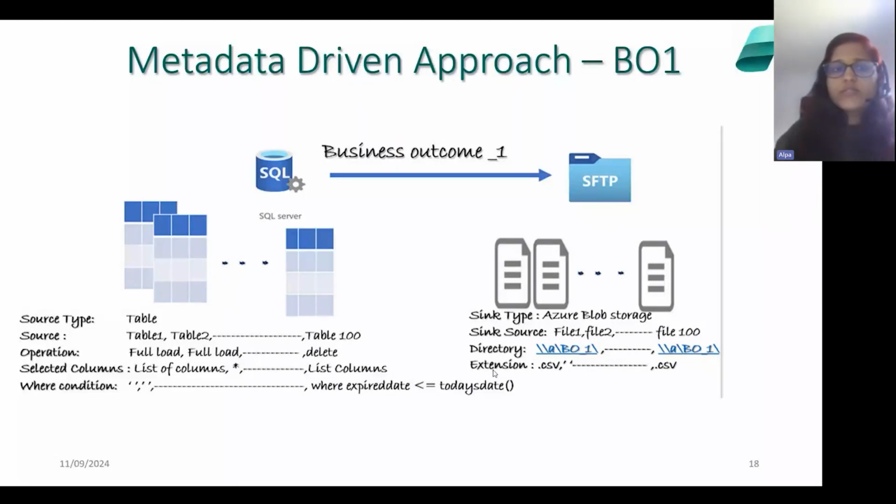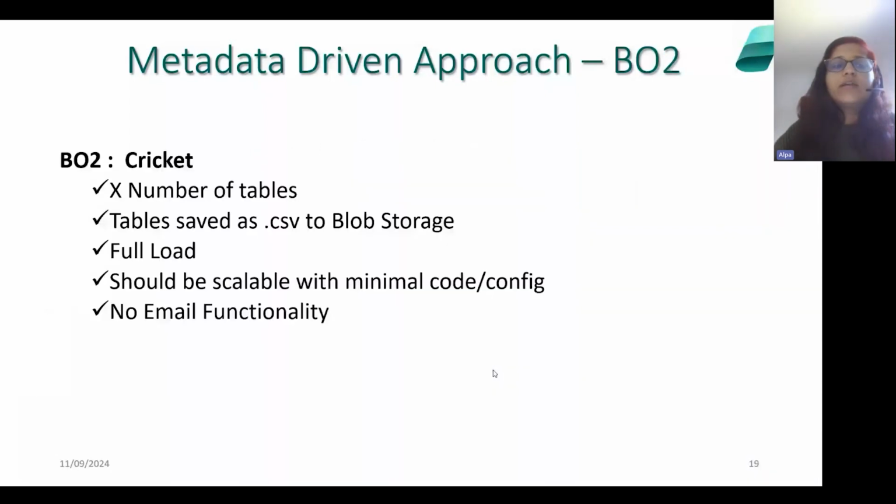And now we're going to see business outcome two, and that's what we have for cricket data. Here also we have n number of tables. You can keep n number of files as well because that approach also can work. And we're doing the same thing we did earlier for business outcome one because we're saving the file into blob storage. Here we're doing a full load for all tables, and it's a very simple one, and we're doing the same thing, like no email functionality and for scalability purposes. So this is business outcome two.